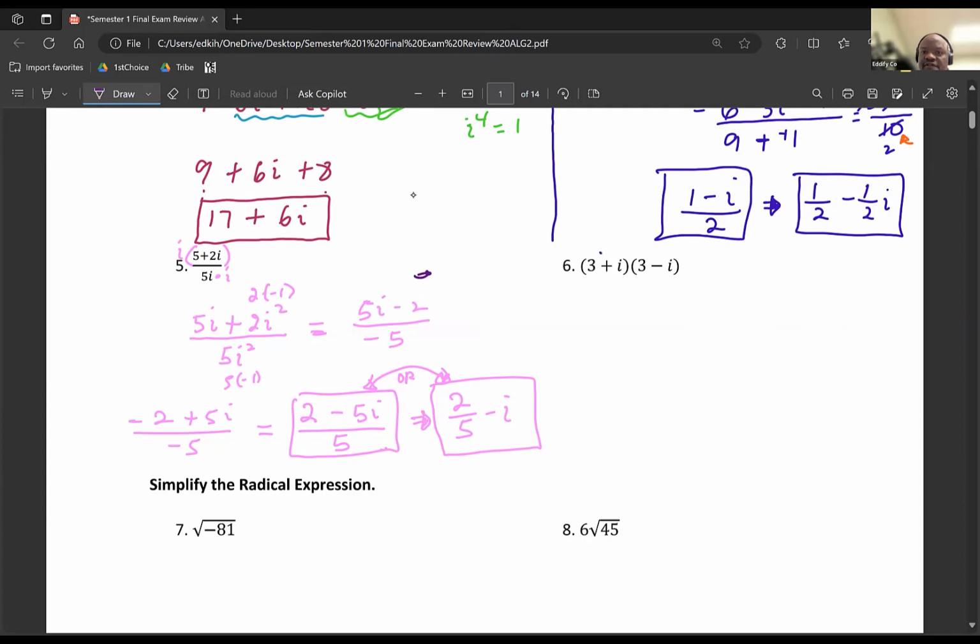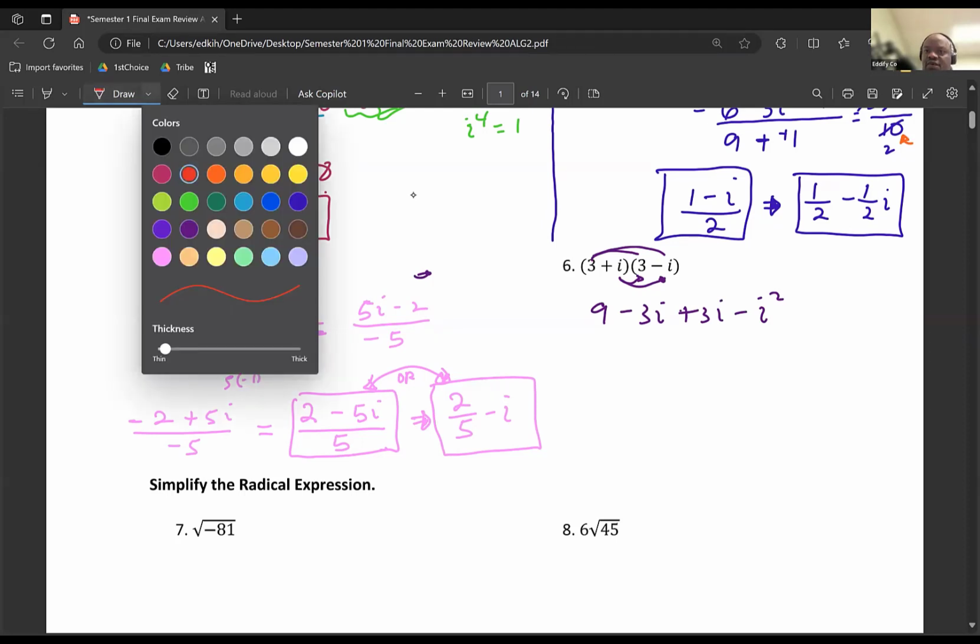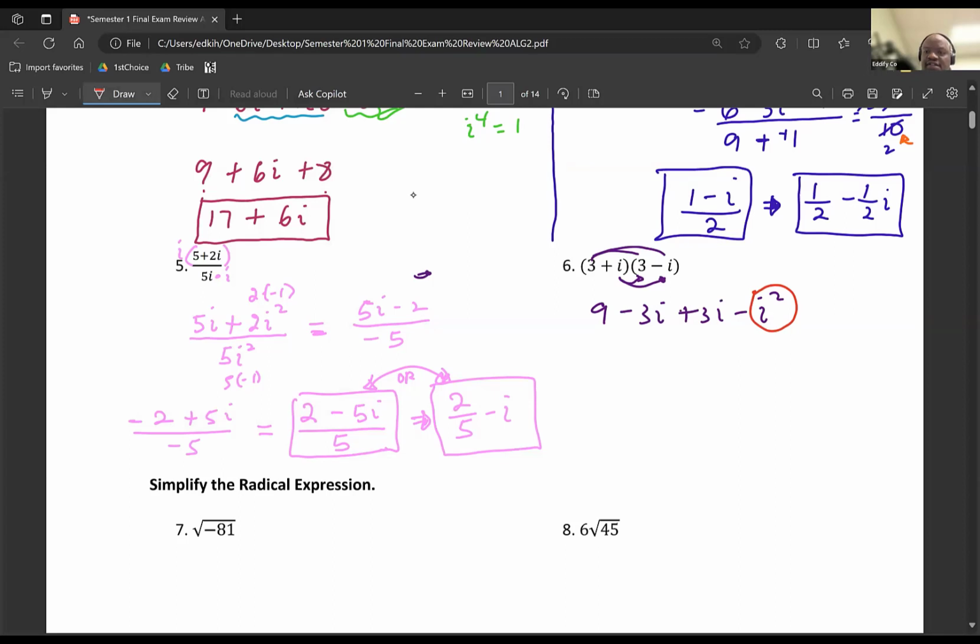This is foiling. So we're taking the 3 and multiplying it by both the 3 and the negative i. So that becomes 9 minus 3i. And then you take the i times the 3 and then multiply it by the negative i. So we end up having a positive 3i and then minus i to the second. Combine like terms. Also notice that i squared, we know that's a number, right? So this is really negative 1.